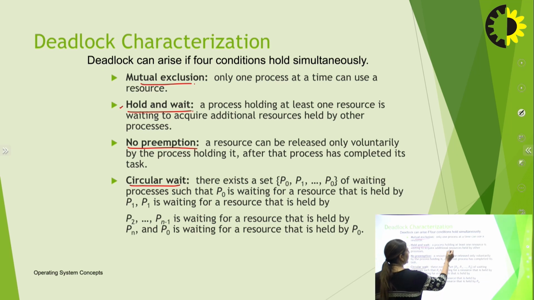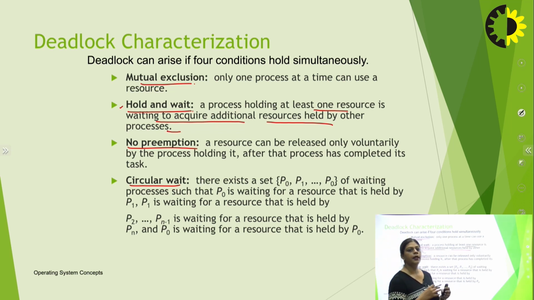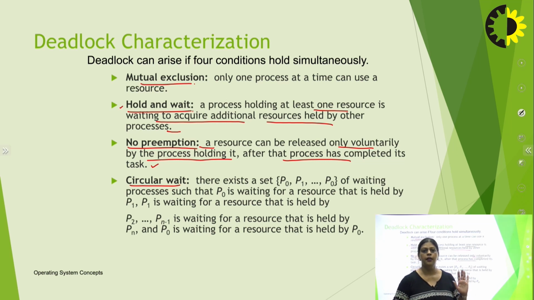A process holding at least one resource is waiting to acquire additional resources held by other processes. This type of thing is done by many processes in the situation. Then no preemption. No preemption means a resource can be released only voluntarily by the process holding it after that process has completed its task. In between, from start to completion, the process will not release the resource. It will release the resource only when it has completed all its execution.